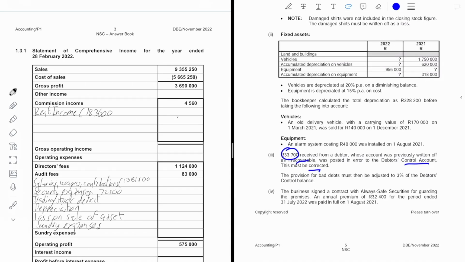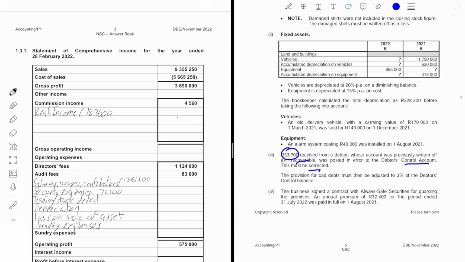So they tell us in information 3 that 33,700 was received from a debtor whose account was previously written off as irrecoverable, but this was posted in error to the debtor's control account, and we need to correct that. So this is a situation we had. We had a debtor on book, and then we decided that there's probably no chance that he's going to pay his debt, so we're just going to write him off our books.